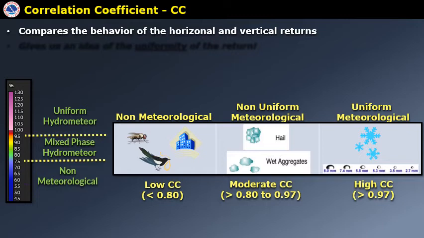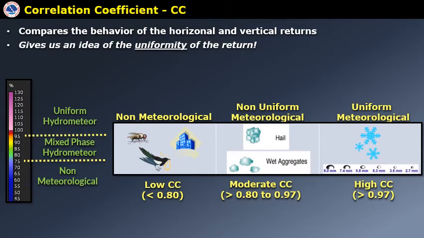Now, CC values at or above 0.97 or 97% imply largely uniform meteorological targets in the radar sample volume. So really, the big takeaway from correlation coefficient, or CC, is that it gives us an idea of the uniformity of the radar sample volume.